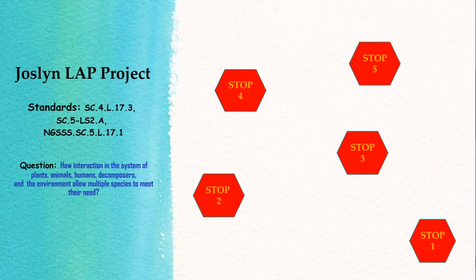Joslyn's LAP Project. Standards SC4L.17.3, SC5LS2A, and SC5L17.1. Question: how does interaction in the system of plants, animals, humans, decomposers, and the environment allow multiple species to meet their needs?